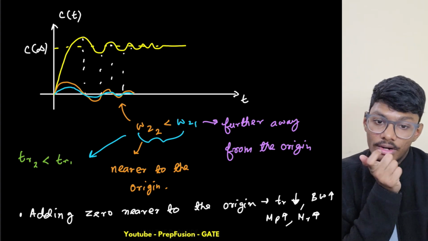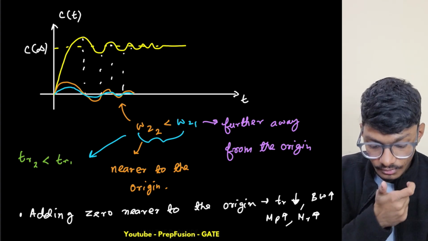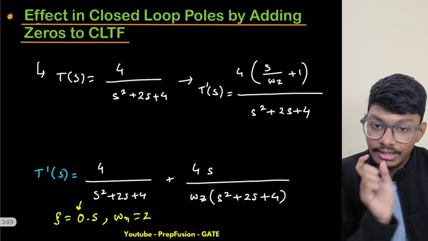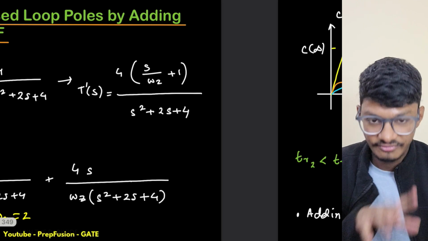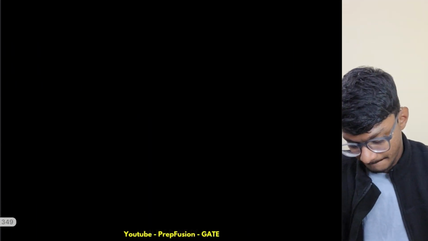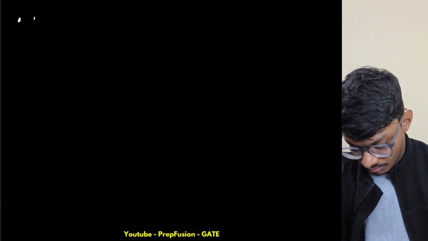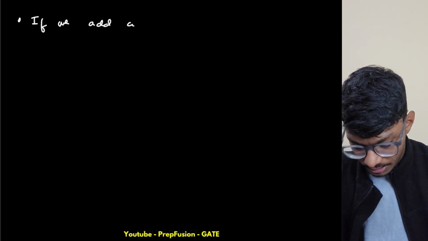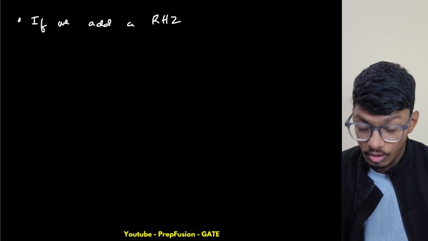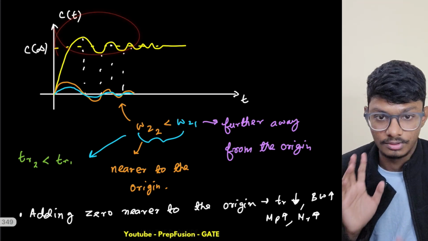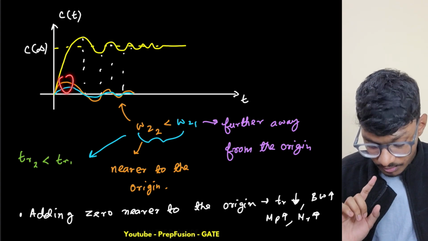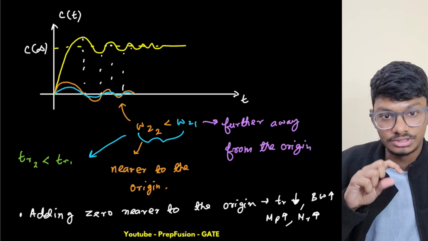Now what will happen if I add a right hand 0? I've already explained this in the first few basic chapters. If I add a right hand 0, will this be the same? No. This will be just the opposite.